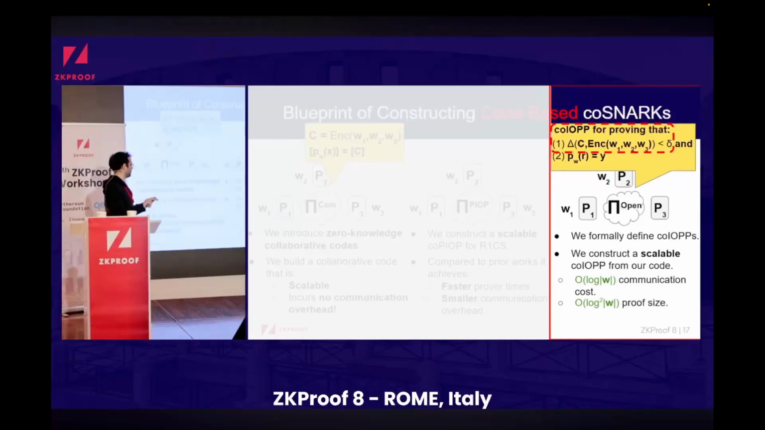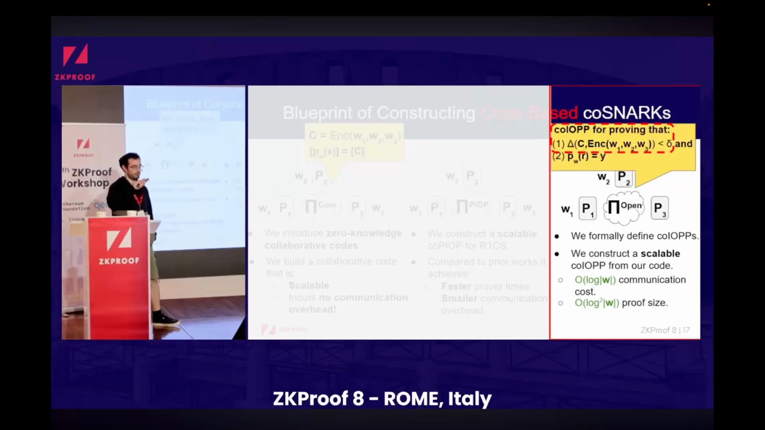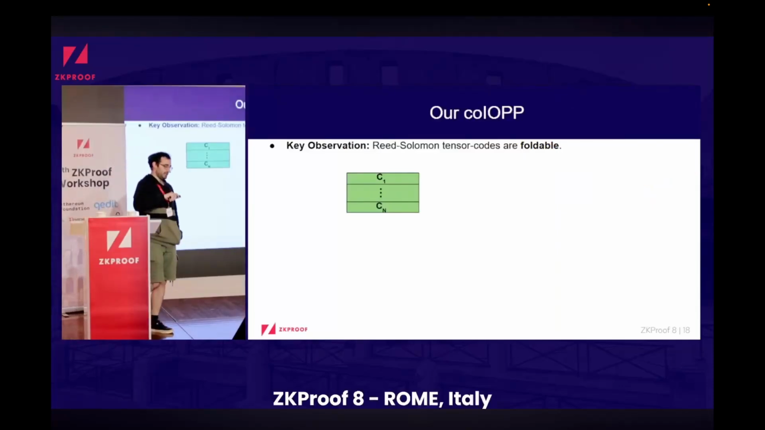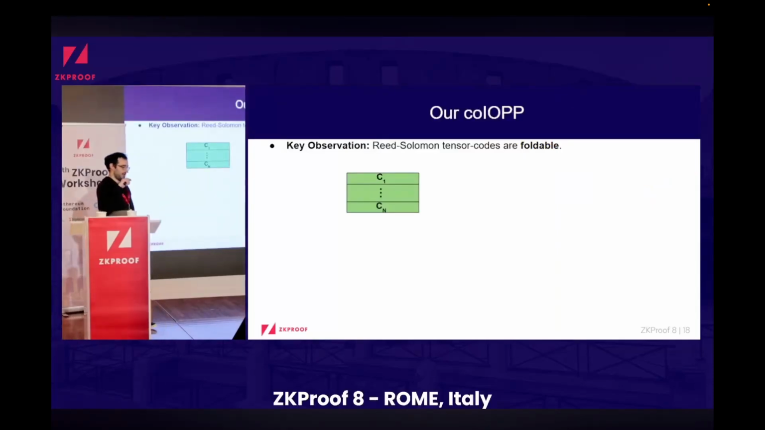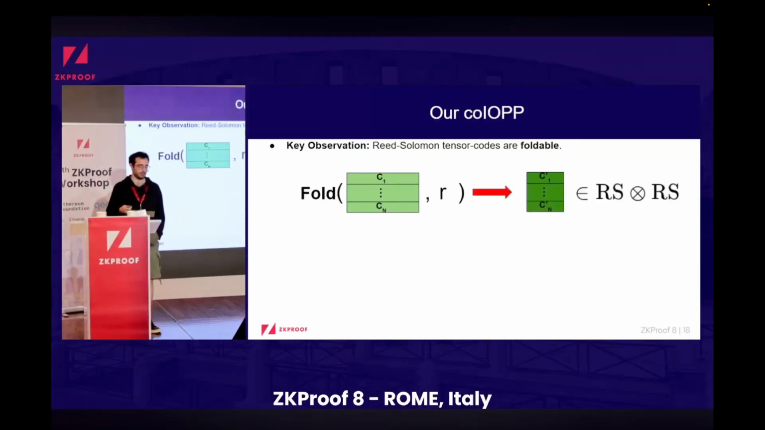So let's see how to construct now a collaborative IOP. Here we will focus only on proving the proximity of our tensor code. The key observation for this part is that Reed-Solomon tensor codes are actually foldable, in the sense that there exists a folding functionality that takes as input the codeword and a random point r, and compresses the original codeword into another one that is a Reed-Solomon tensor code.